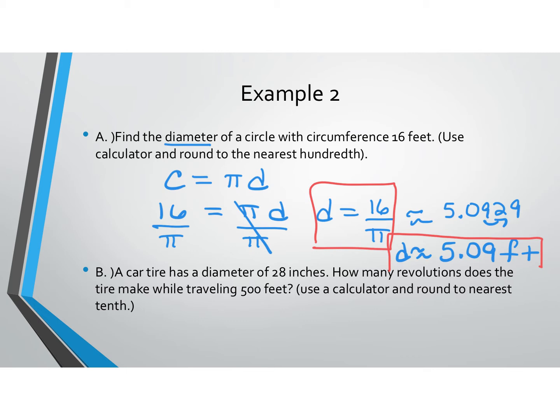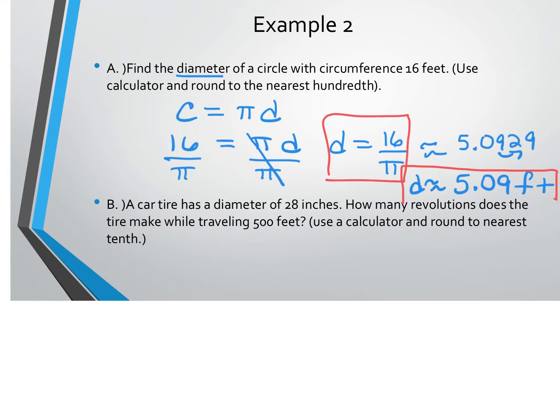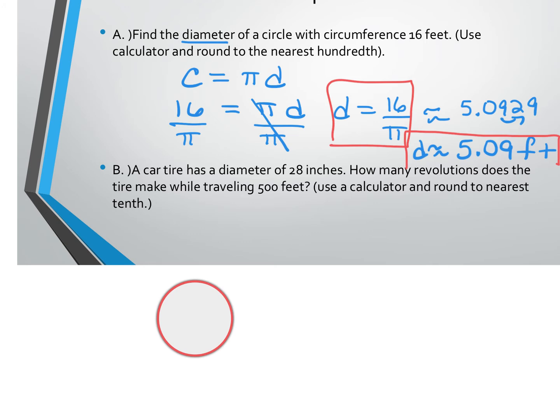All right, next one. It's a word problem. It's talking about revolutions of the tire. So for this one, let me draw a picture of a tire. I'm just going to draw a circle. So here is my tire, and it's telling me it has a diameter of 28 inches.